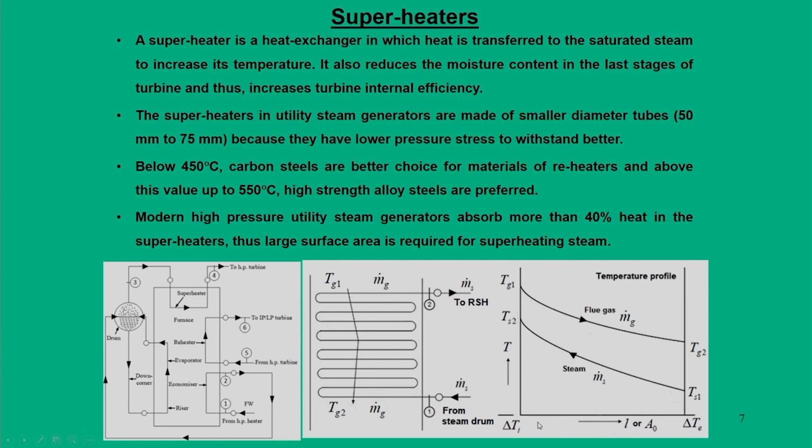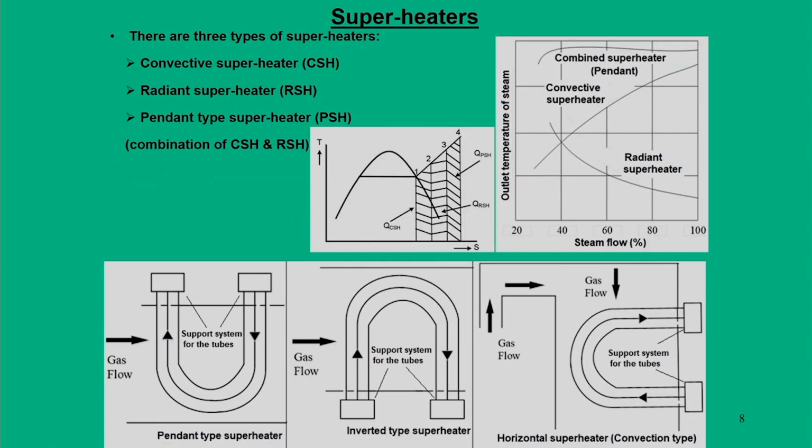Along this length or area, if temperature profiles are plotted for steam and flue gases, we can see that the flue gas temperature falls from Tg1 to Tg2, whereas the steam temperature increases from Ts1 to Ts2. Thereby we can model the superheater tube as a counterflow heat exchanger. Now, let us see what are the different types of arrangements that a superheater can have. Like you have seen those coil superheater tubes, they are of three types.